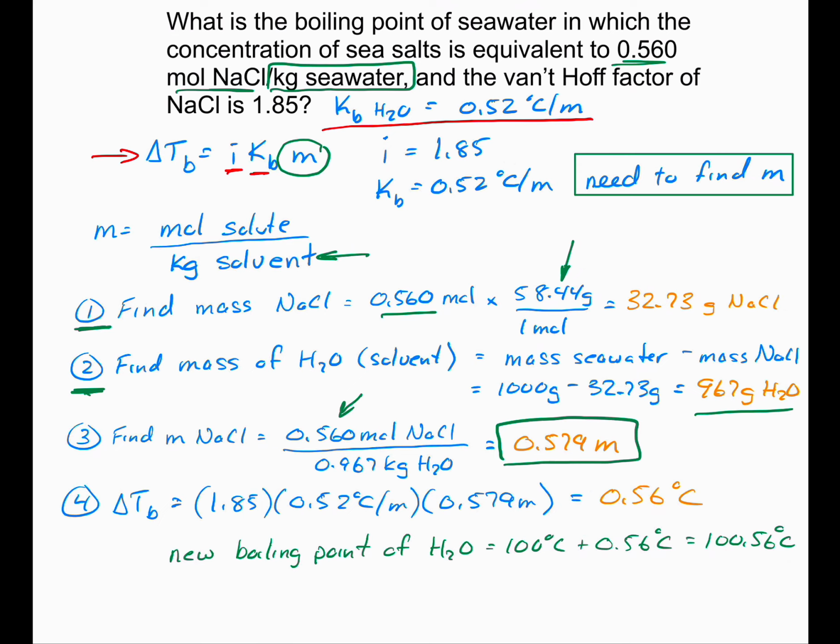And then to figure out our change in temperature, now we're using our delta TB equation. We're trying to figure out what that delta is.